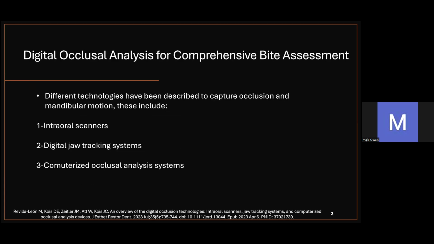First, digital occlusion analysis for comprehensive bite assessment. As you know, dental occlusion, or the static relationship between the masticatory surfaces, is a critical component for diagnosing and executing the prosthodontic treatment plan, using either conventional or digital methods. Regarding the digital methods, different technologies have been described to capture occlusion and mandibular motion. These include intraoral scanners, digital jaw tracking systems, and computerized occlusal analysis systems.